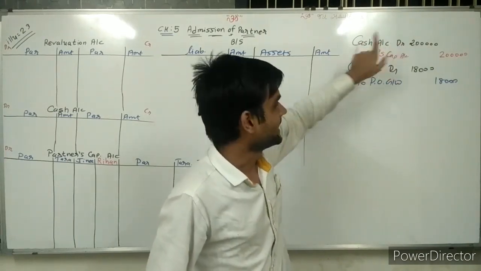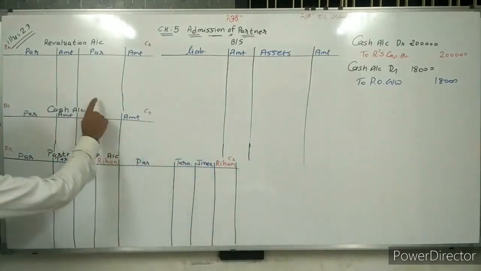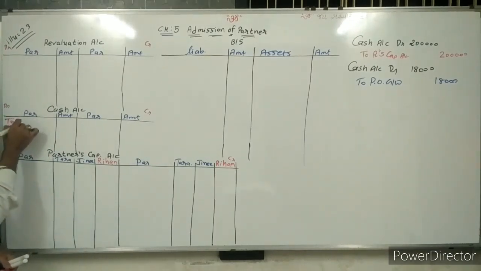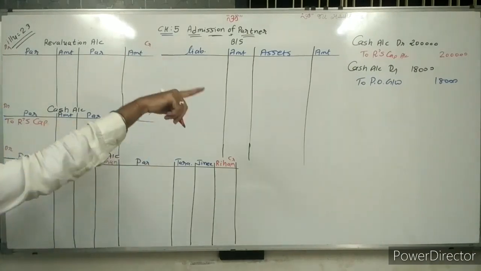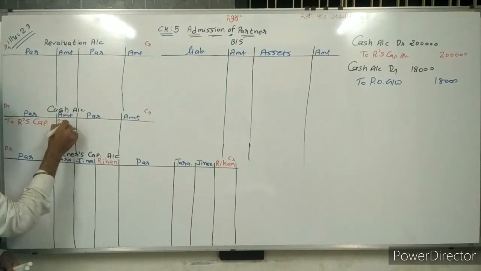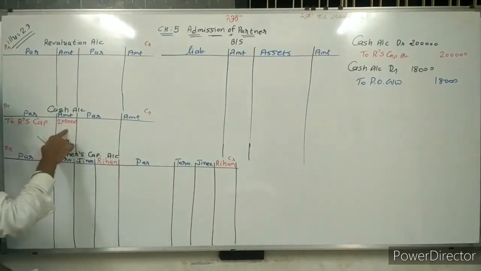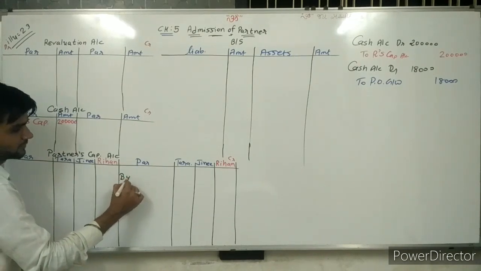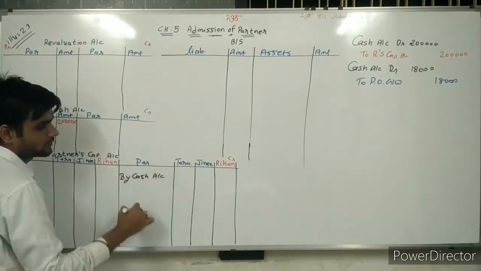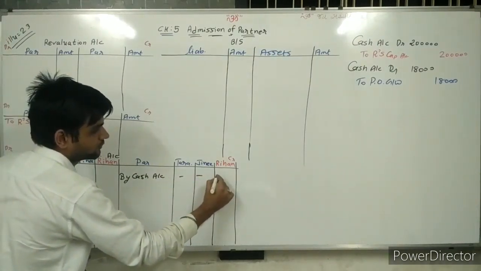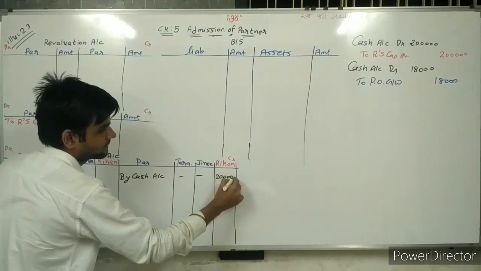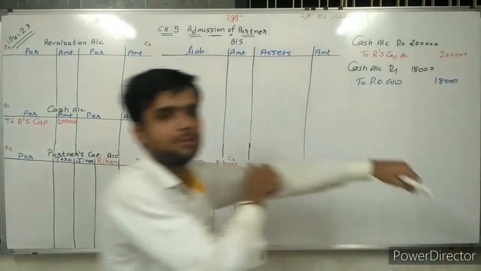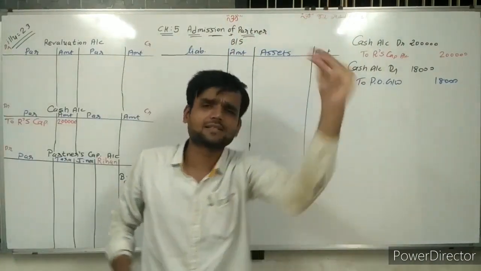Now ledger posting of this. Cash account is debited. So sir, on the cash account debit side, write to Rihan's capital account, amount is 2 lakh rupees. In the same way, Rihan's capital is credited. So here I am writing cash account, and the value here is 2 lakh rupees. So simple, no tension about it, don't worry, be happy. Now sir, first journal entry is complete, its ledger posting also.